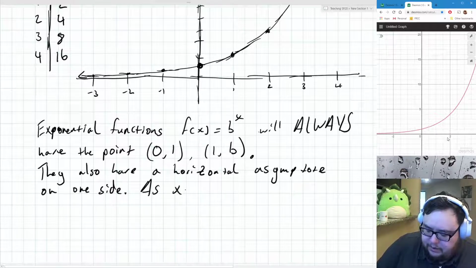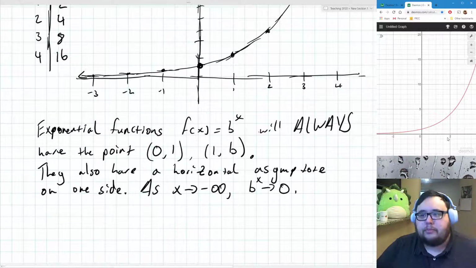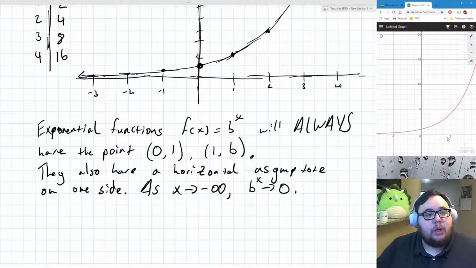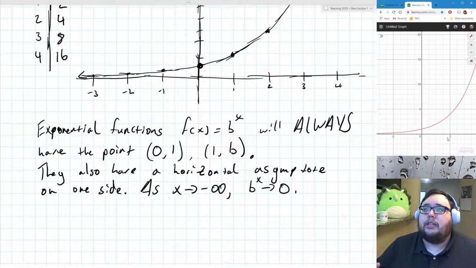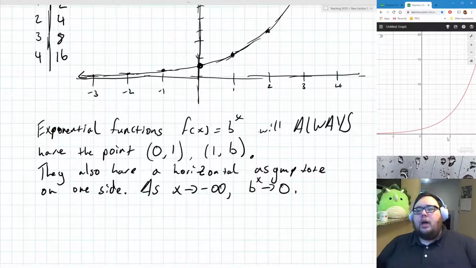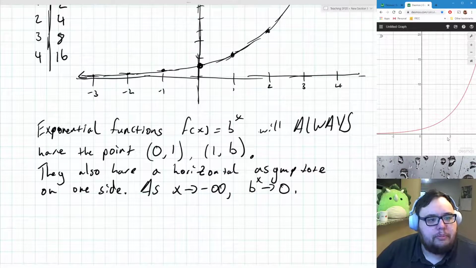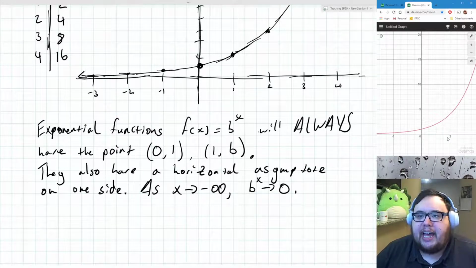As x gets very, very small, as it approaches negative infinity, b to the power of x will approach 0. Obviously, if you shift your exponential function around, if you move it up or down, by using shifts and stretches and stuff like that, like the stuff we did in section 2.6, then that's going to change where your asymptote is. If you move it up by 2, the asymptote will be at 2 instead of 0. But it still has that horizontal asymptote. Exponential functions have this limiting behavior.